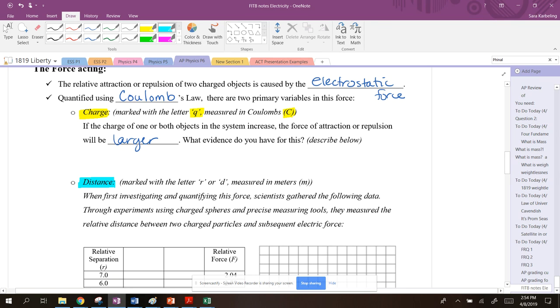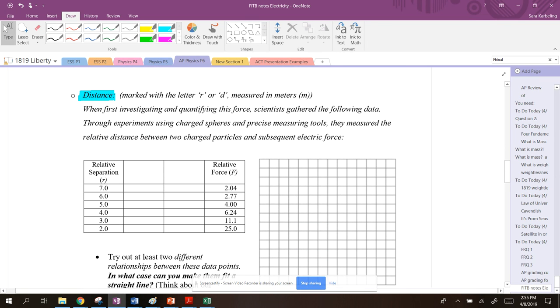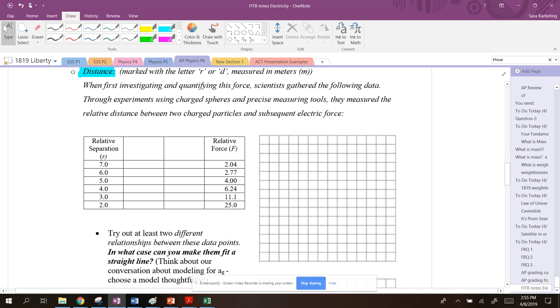It is now your job to investigate how force and distance are related. So I've given you some data, some relative separations. They don't have units, and I don't want you to worry about the units. It could be centimeters, could be millimeters, who knows. And I've got forces. Could be newtons, kilonewtons, micronewtons. It doesn't matter. But I've got separations and I've got forces.